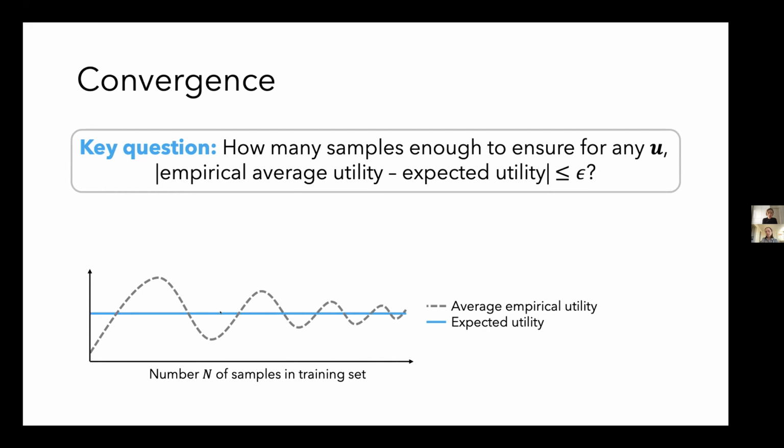And let's say that this blue line is the expected utility of this parameter setting. So that's not a function of the number of samples in the training set. And here I have epsilon bars around the expected utility of our parameter setting. And we want to know how many samples I need to ensure that the average empirical utility, or the gray dotted line, is within epsilon of expected utility, or the blue line. And just to make this concrete, maybe epsilon is like 0.1, and maybe we need like 400 samples to ensure that this convergence property holds.